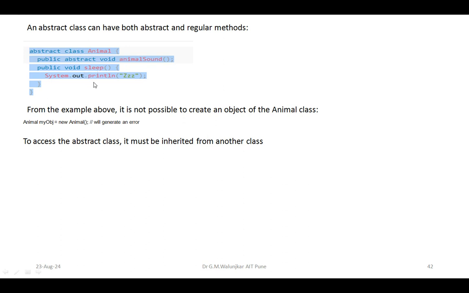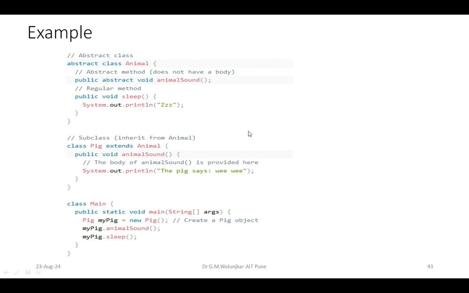So for this example, it is not possible to create an object of the Animal class directly. When you try to create an Animal object, it will give an error, right? To access this abstract class, it must be inherited from another class. That is one of the important conditions here. You can see the example: animalSound and sleep. One is the abstract method, and one is the normal method inside the abstract class.